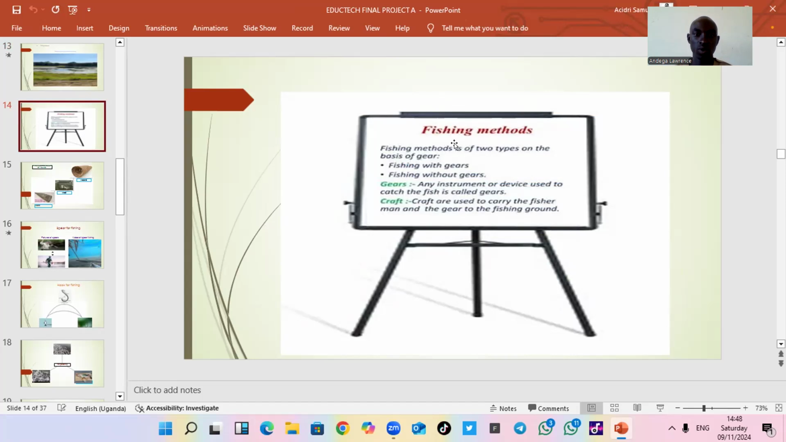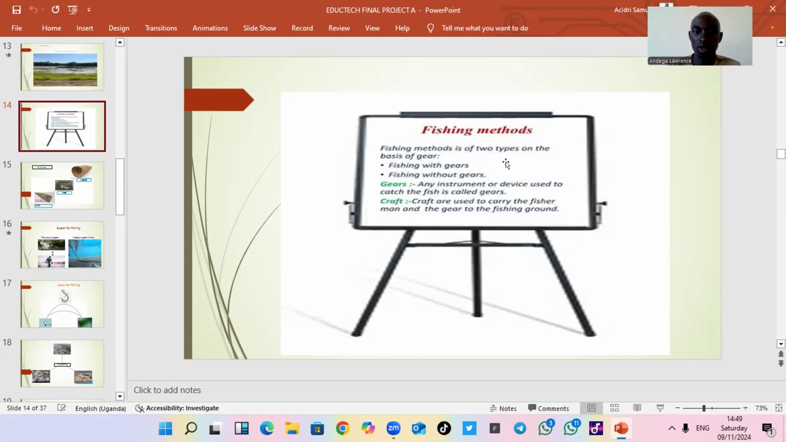But this first one talks about fishing methods. And it says that fishing methods are always of two types. There is fishing which is carried out with the help of gears, and then there is fishing without making use of gears. And gears here are the instruments or devices used to catch fish. So those are the gears.